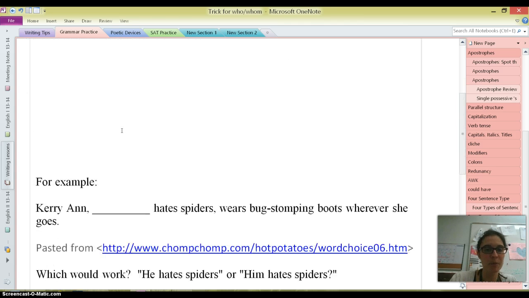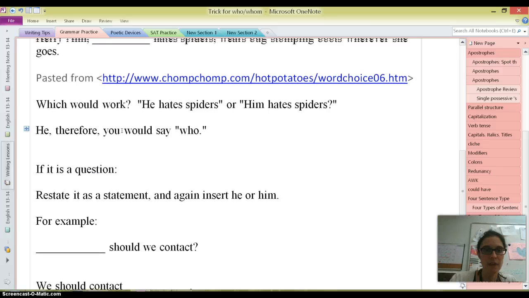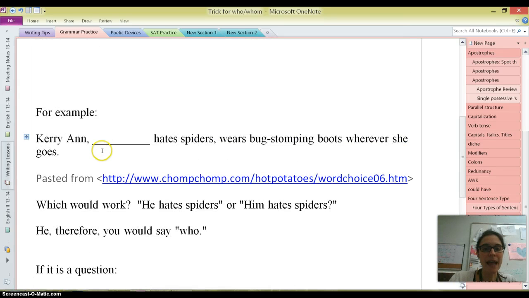So let me show you an example. Carrie Ann, who or whom hates spiders, wears bug-stomping boots wherever she goes. I got this as an example from Chomp Chomp, Grammar Bites. So let's start. Would we substitute he or him? Now, I know that Carrie Ann is a girl, but for the purpose of this exercise, don't worry about gender. It's because him ends with an M, like whom, so that's why I use it.